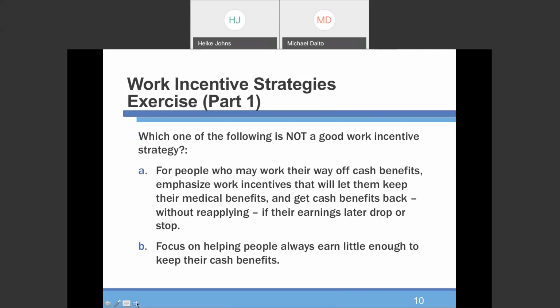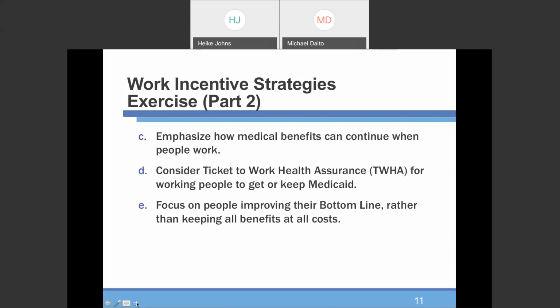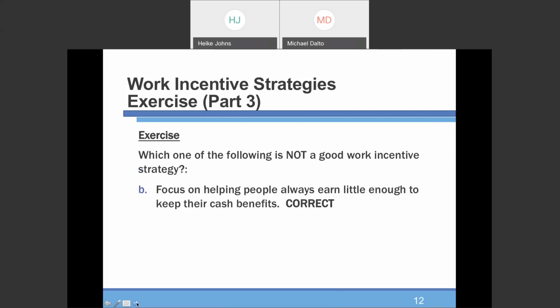And just to let you quickly review these 5 options again. Here they are. And now take a moment to select your answer, A, B, C, D, or E. And the correct answer is B, to focus on helping people always earn little enough to keep their cash benefits. You absolutely don't want to do this. You want to help people focus on improving their financial situation, even if they were to work their way off cash benefits.